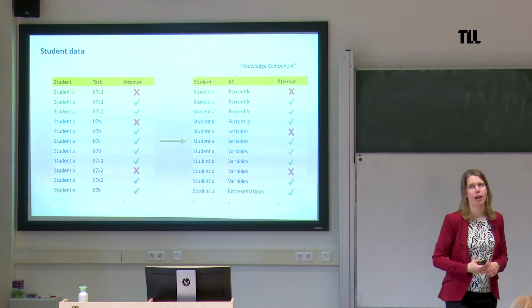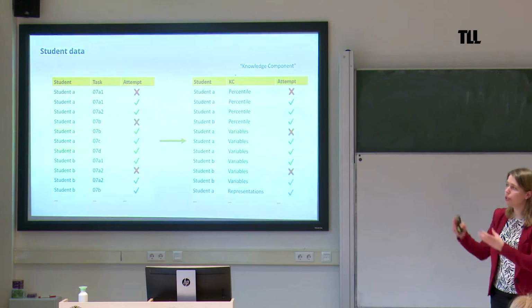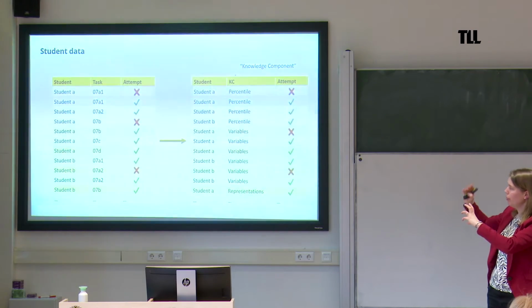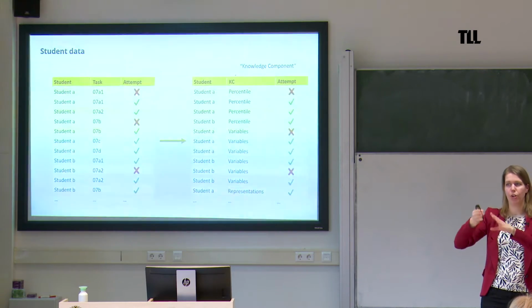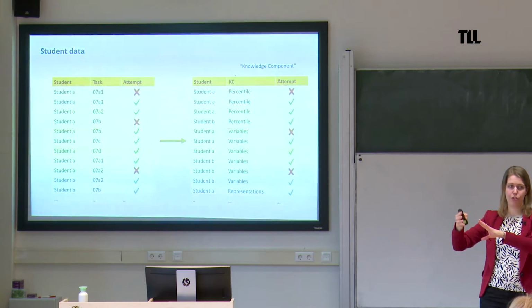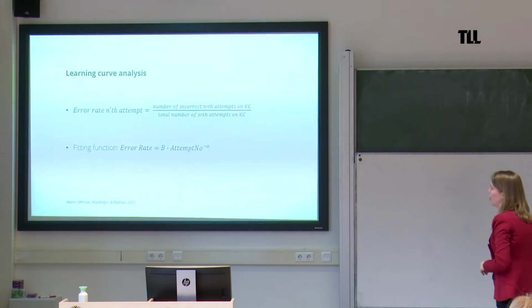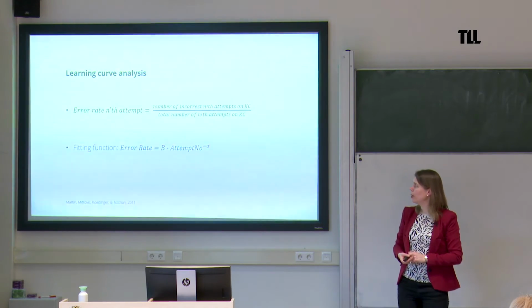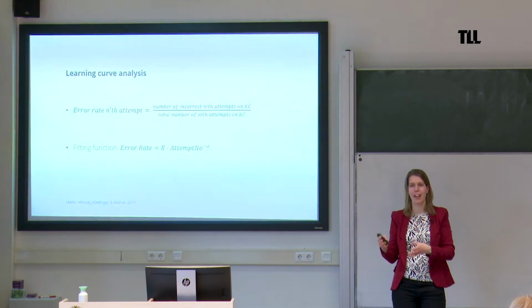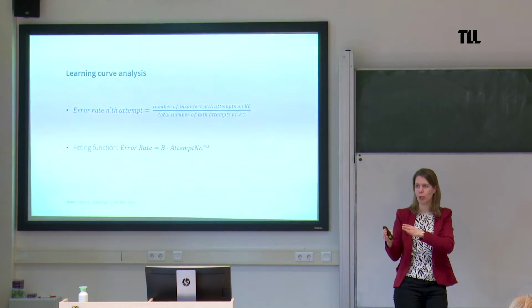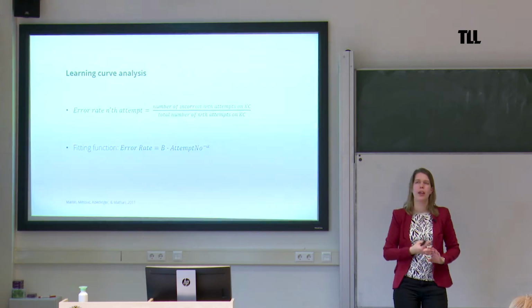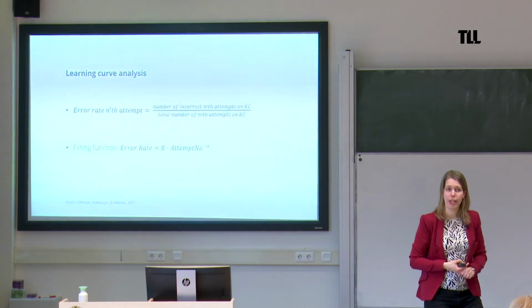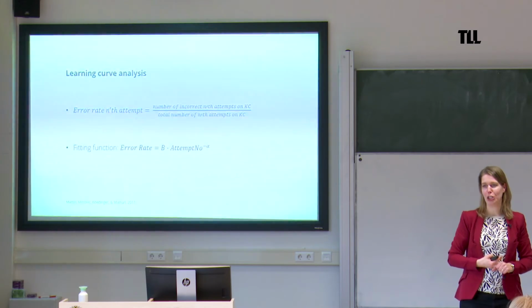And error rates are calculated per knowledge component: the ratio of students that make an error in their first attempt on that knowledge component, and then the ratio of students that made an error in their second attempt on that knowledge component. So that's this formula. The error rate for the nth attempt is the number of students who made an incorrect nth attempt on that knowledge component divided by the total number of students who made an nth attempt on that knowledge component.